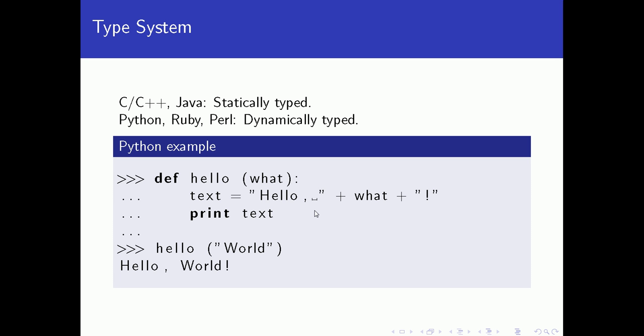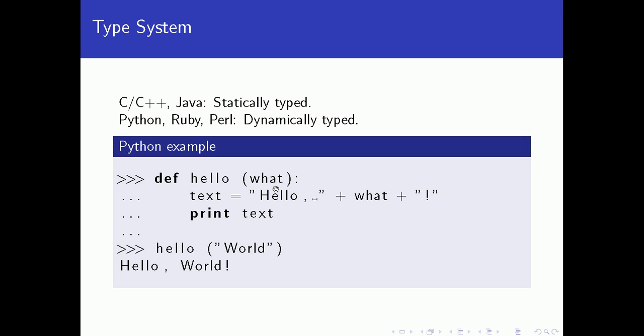So we said earlier examples of languages that are statically typed are C++, Java is another one. Examples of languages that are dynamically typed are Python, Ruby, Perl, and here below we have a Python example that defines a function called hello, which takes one formal parameter called what, and notice that the what parameter does not have any type associated with it. So when we call the function here, hello world, we're sending a string into the function. So a string is associated with the formal parameter what.